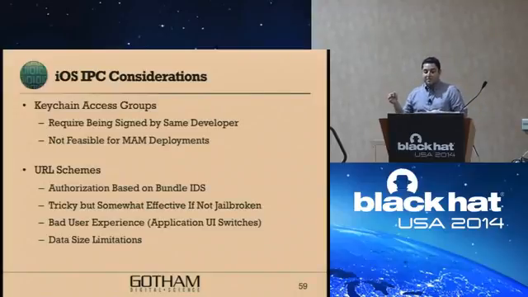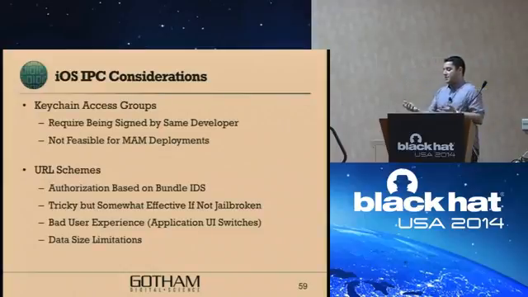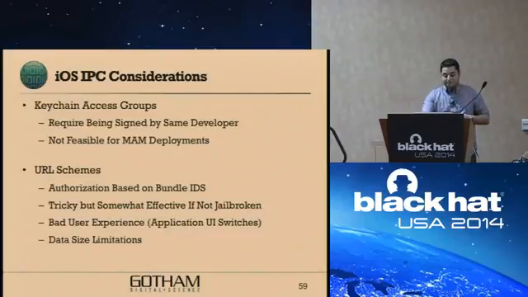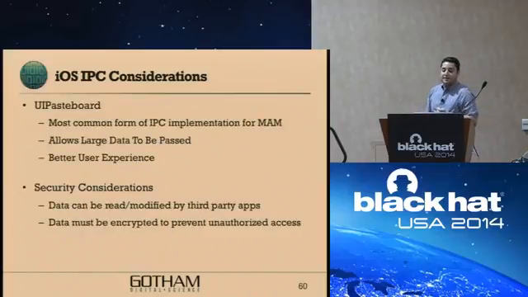URL schemes provide a way to call into another app, but that's a terrible user experience. If you're using an app and it suddenly starts flipping between applications, that's going to provide a pretty bad user experience. But it does provide the ability to do some form of authorization controls based on the bundle ID. And there are data size limitations since it's just a query string. So the common way to do IPC on these solutions is the UIPasteboard.